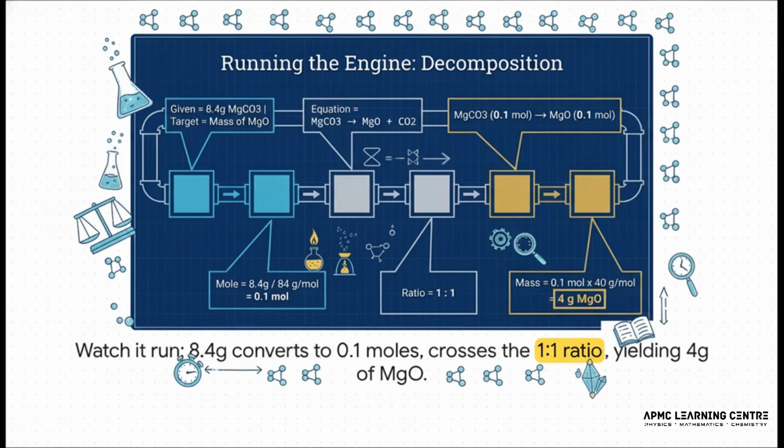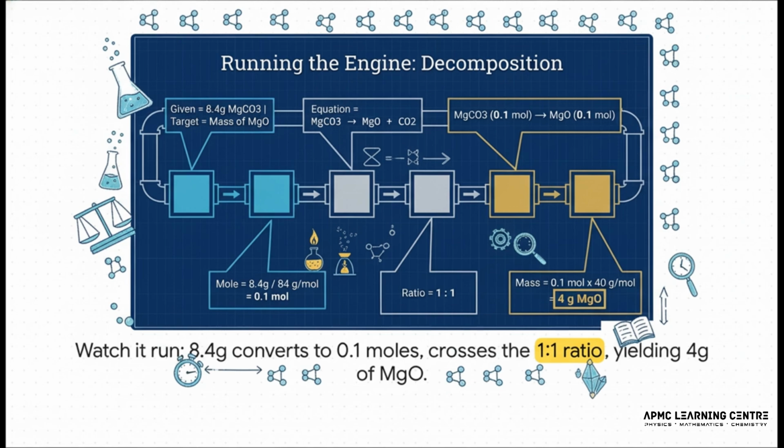Perfect. We're at the center. Now, the balanced equation tells us the ratio is just 1 to 1. Easy. That means for every 1 mole of our starting stuff, we get 1 mole of our product. So our 0.1 moles just becomes 0.1 moles on the other side. Simple as that.